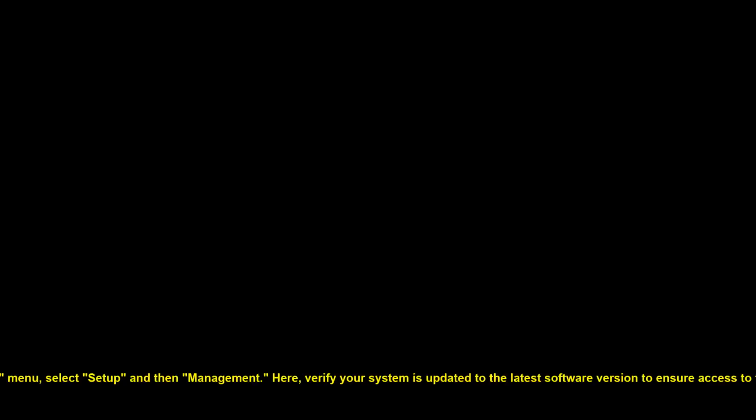Log into your Palo Alto Networks firewall using your administrative credentials. Once logged in, navigate to the Device tab on the top menu. Under the Device menu, select Setup and then Management. Here, verify your system is updated to the latest software version.